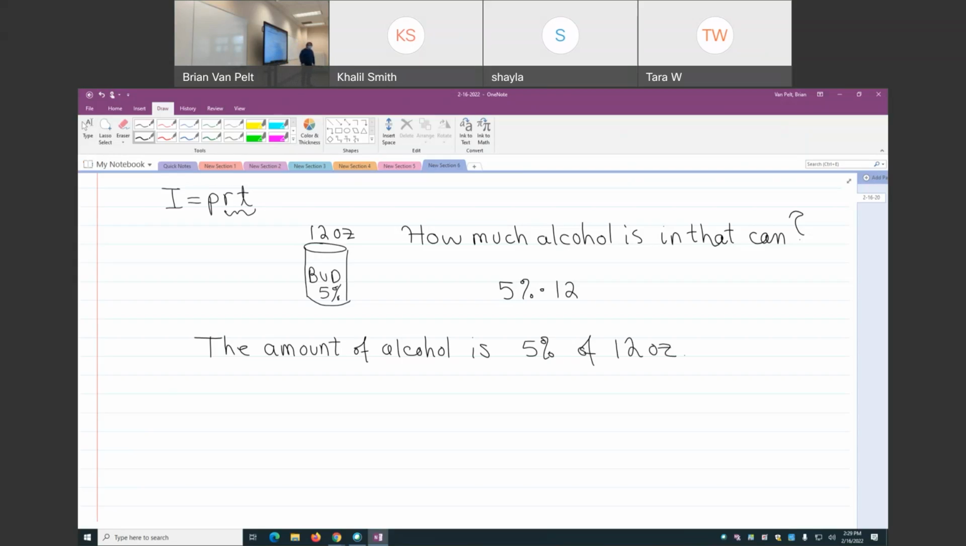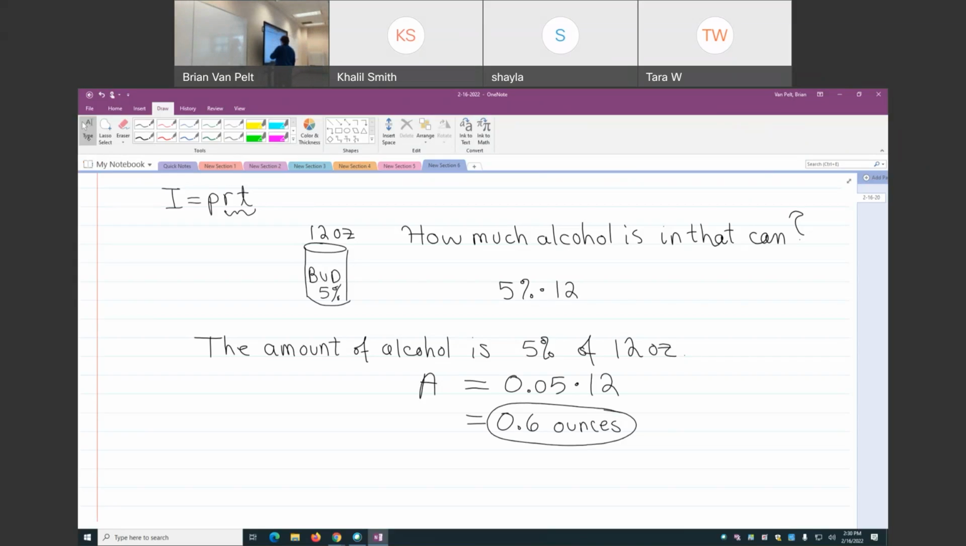So when I write it like this, where's my equal sign go? I'll let A stand for the amount of alcohol. 5% is 0.05. That gives 0.6, 0.6 ounces. You guys with me? So that's how much pure alcohol is in a can of Budweiser.